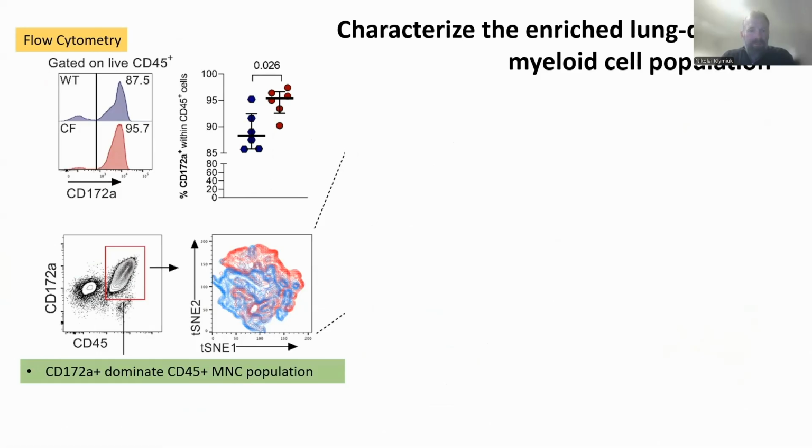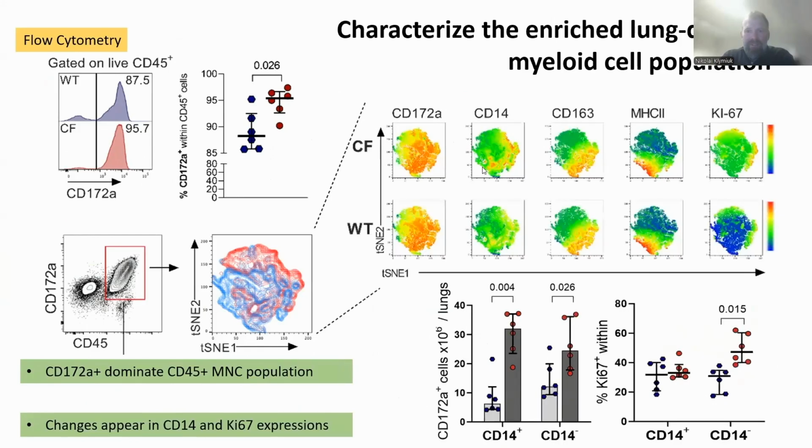myeloid identity, and we saw a slight differentiation of CFTR cells from wild-type cells in these mononuclear cells from the lung. This different pattern mainly arose from the CD14 pattern and Ki67 pattern here in the t-SNE plots, but was also expressed at quantitative levels, revealing significant differences of CD14, but also of CD14 negative cells.